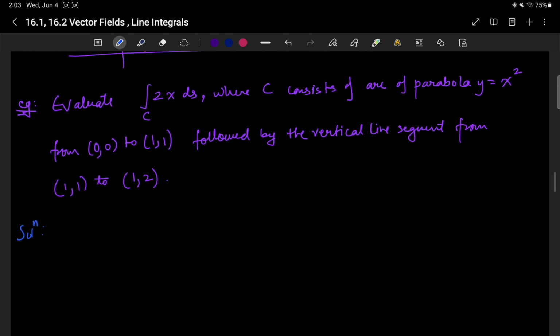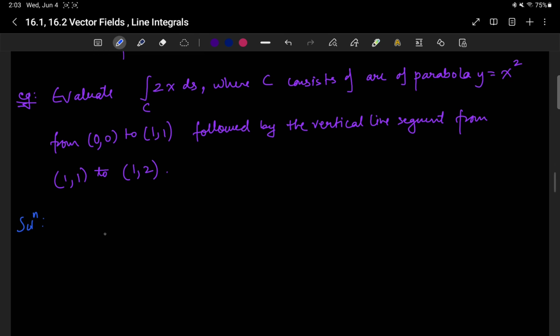For example, evaluate the line integral 2x ds, where C consists of the arc of the parabola y equals x squared from (0, 0) to (1, 1). So (0, 0) to (1, 1), we have this shape, and then from here it's a vertical shape going to (1, 2). So it's a straight line. So I call this C1 and I call this C2.